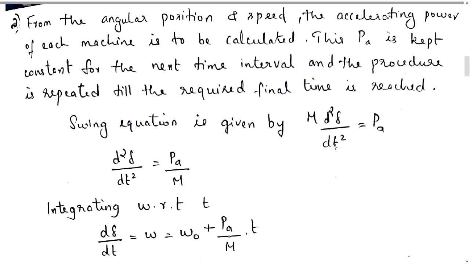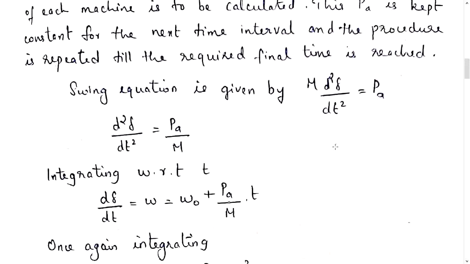For calculating the values of delta and omega for a particular interval, we use some equations. To get these equations, we start with the swing equation. We know the swing equation is M d²δ/dt² = Pa, that is, d²δ/dt² = Pa/M. If we integrate this with respect to t, we get dδ/dt = omega.